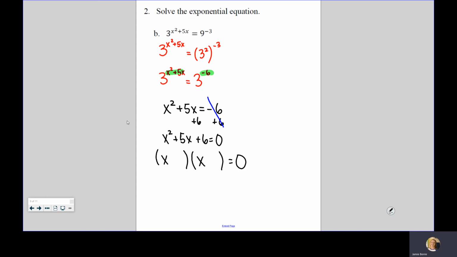All right. So remember how we do this? We just write 2 little binomials. We put x in the front, and we fill in our factors. Positive 2, positive 3. Now set both of those equal to 0. So we have x plus 2 equals 0, x plus 3 equals 0. And there's our 2 answers, negative 2 and negative 3.